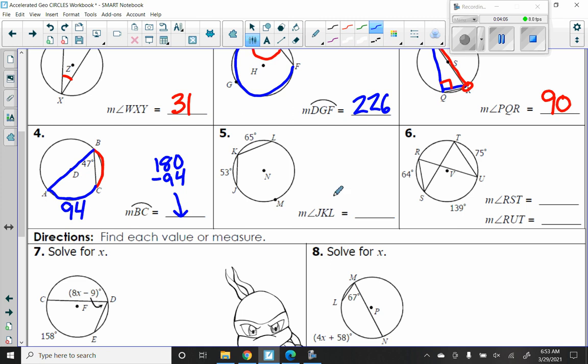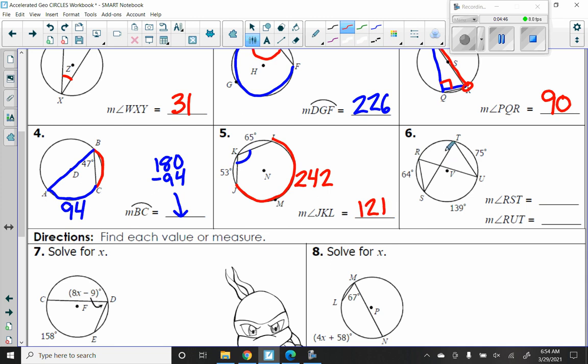Okay, what's angle JKL? JKL is here. It has to be related to this arc, its endpoints. And I can find that arc. I can use the entire circle. That arc has to be what's left of the circle. If I take 360 minus 53 and 65, that bigger major arc is 242. And that angle has to be half of it. So that's 121, 242 divided by 2.